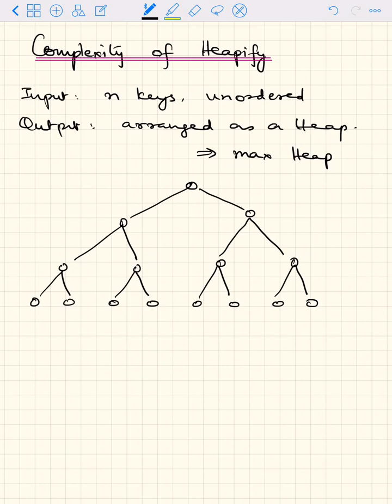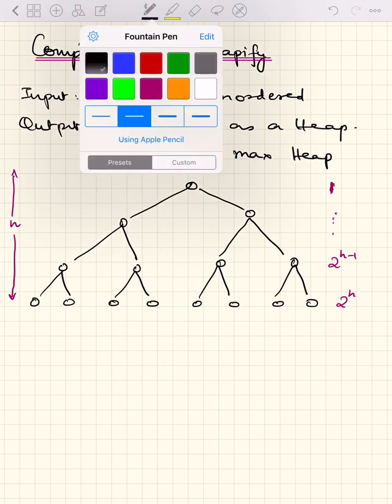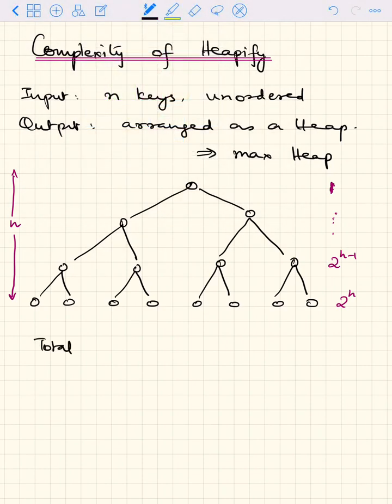Just for convenience's sake, I'm going to make an assumption here that the height of our tree is h, okay, and so at the finest level we're going to have 2 to the power h keys, right? One level above that, you're going to have 2 to the power h minus 1, all the way till we have exactly 1 key at the top. So the total number of keys that we have in this case is going to be n, right? Which is going to be equal to the sum of all the keys at all the levels.